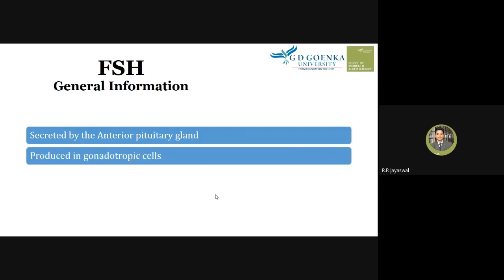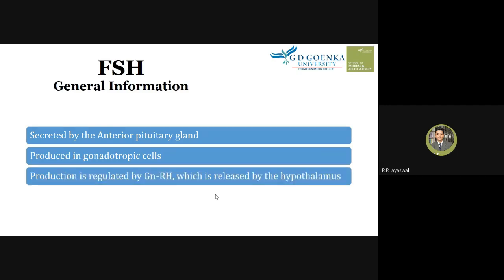and basically produced in gonadotropic cells of the anterior pituitary gland. The production of FSH is regulated by gonadotropin releasing hormone, which is released by the hypothalamus. So the hypothalamus releases this gonadotropin releasing hormone, and this hormone acts on gonadotropic cells of the anterior pituitary gland, where FSH is produced.